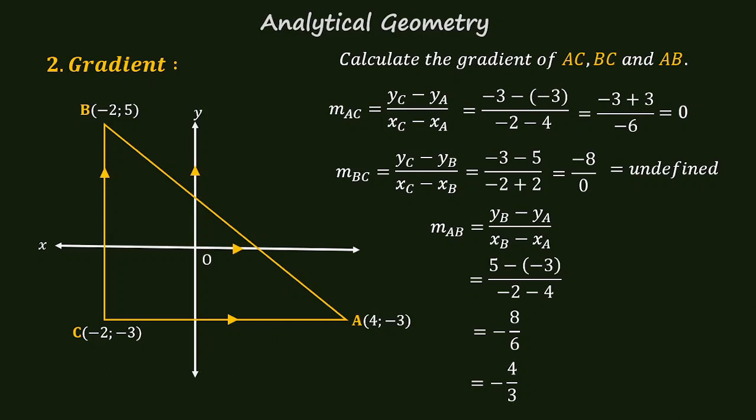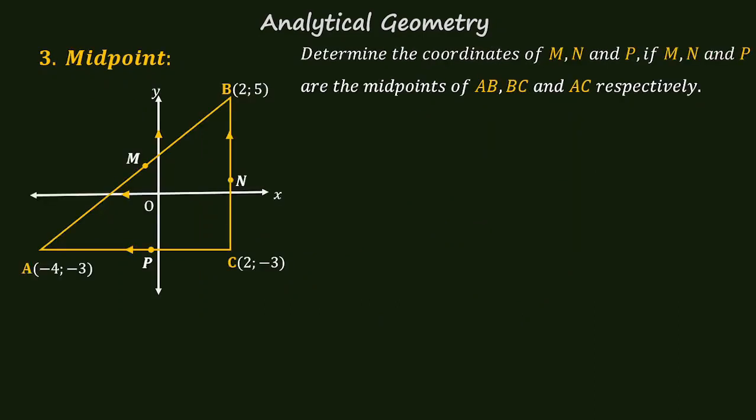Let's now look at the midpoint between 2 points. In this problem, we are required to determine the coordinates of M, N, and P if these points are midpoints of AB, BC, and AC respectively. So here it's shown M is the midpoint of AB, N is the midpoint of BC, and P is the midpoint of AC.